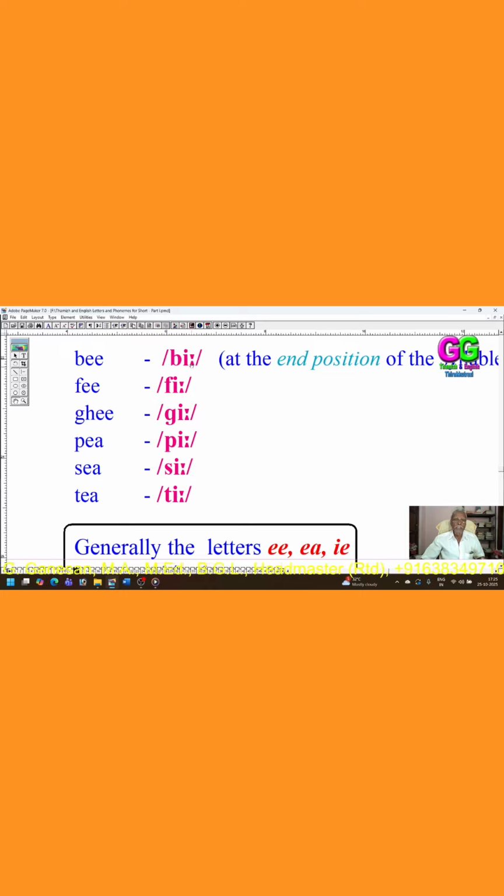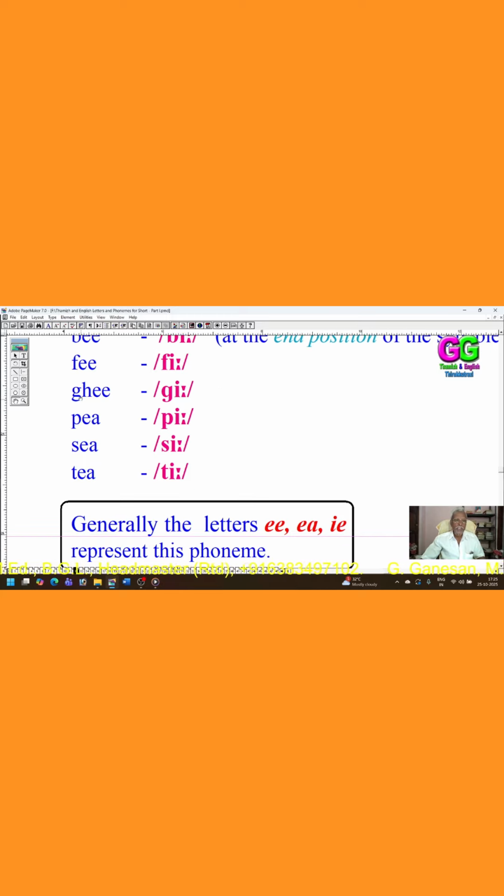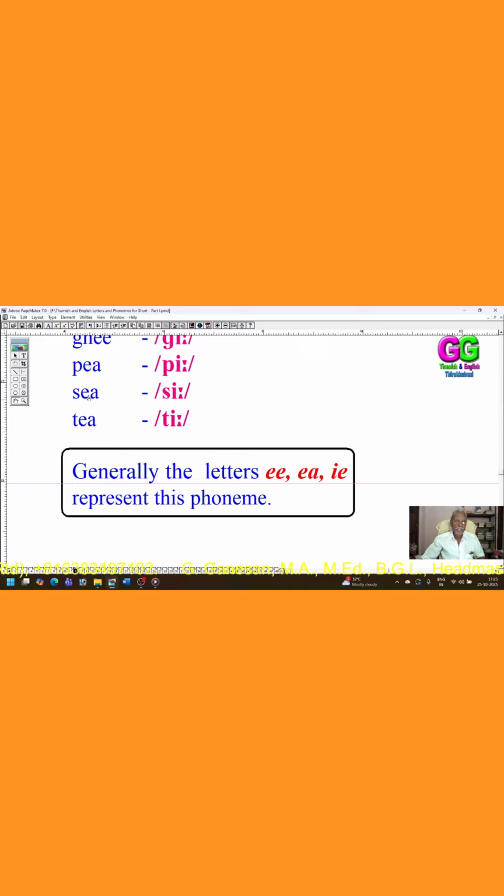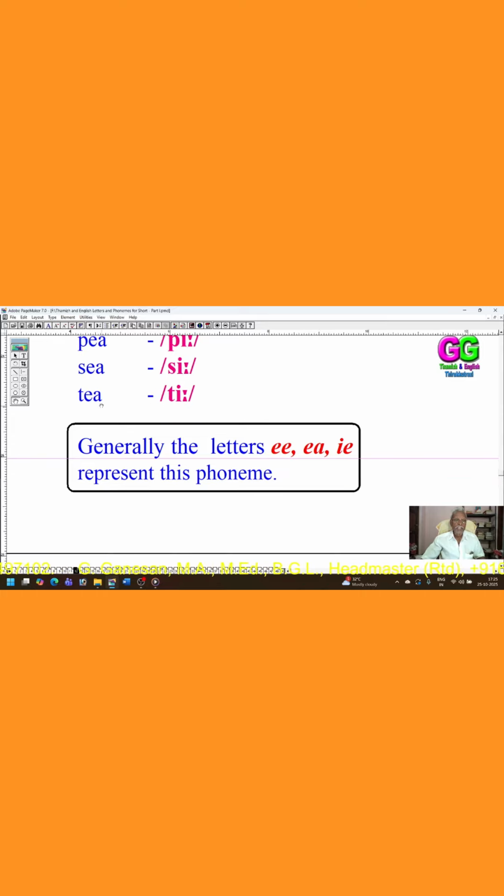B E E, bee; G H E E, ghee; P E A, pea; S E A, sea; T E A, tea.